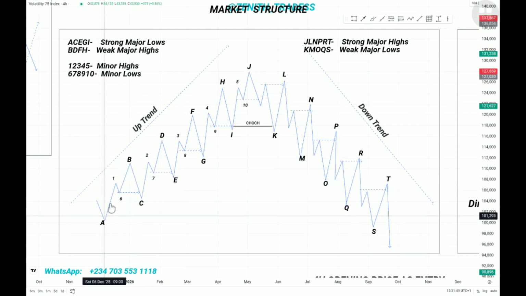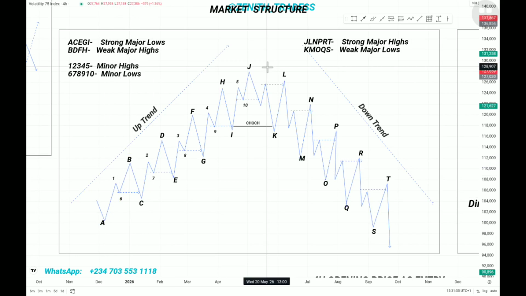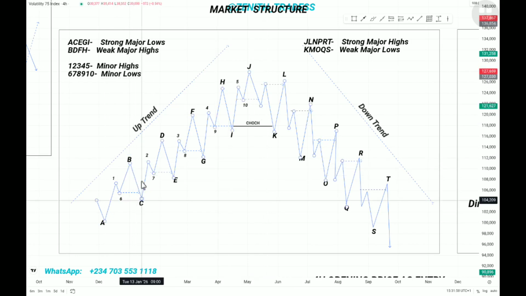If it is an impulsive leg, the objective of every impulsive move is to create a major high in a bullish trend. If it is a corrective move, that is BC, the objective of every corrective move is to come and sweep liquidity of the internal structure before it will continue.